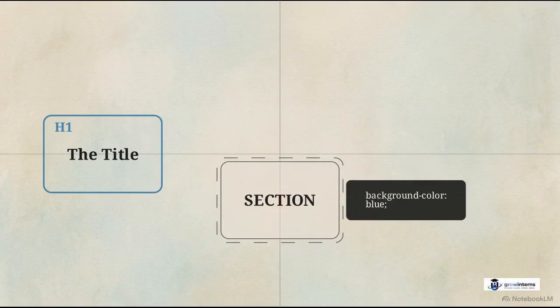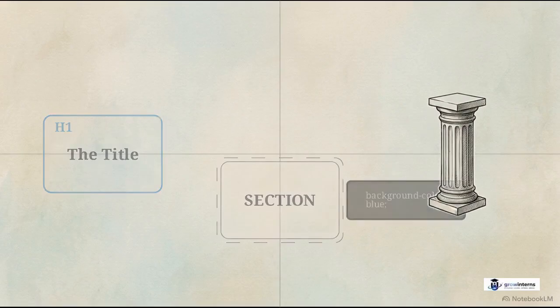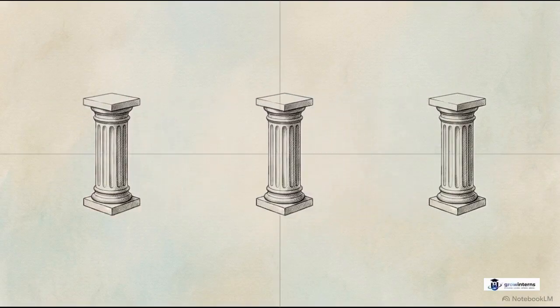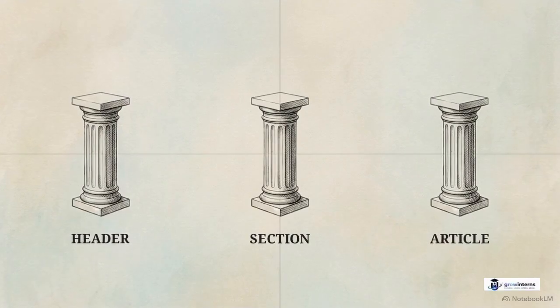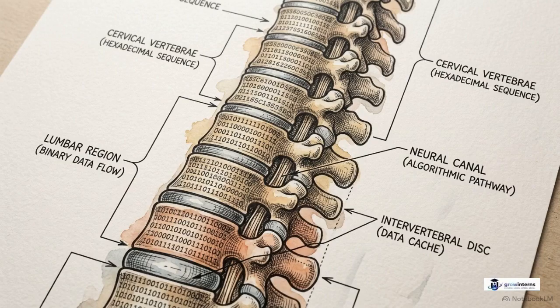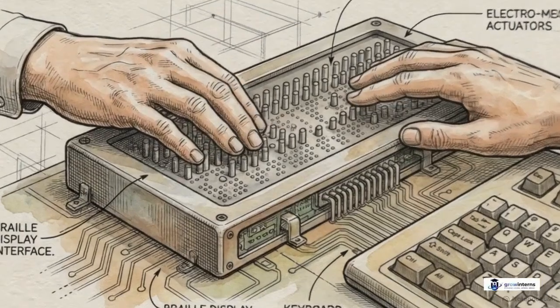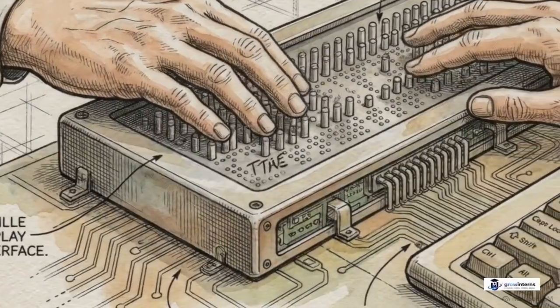If you use a section tag merely as a generic container to hang CSS styles onto, you are failing the semantic standard. As this diagram illustrates, generic elements must be replaced by specific architectural pillars, like headers, sections, and articles, that describe exactly what they hold. This strict meaning is the backbone of web accessibility. Screen reading software for the visually impaired relies entirely on these semantic cues to accurately navigate and read the digital world aloud.